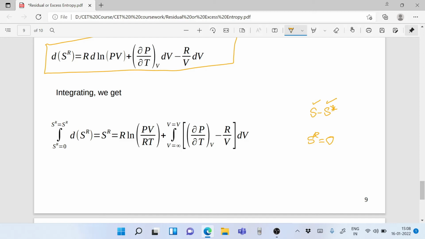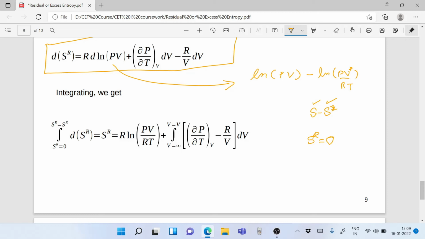Now this is going to be equal to S_R. That's going to be R ln(PV/RT). Now let's have a look at this term. Now this term is going to be ln PV minus ln PV star. This is at the ideal gas condition because we are taking it from the ideal gas condition to the real gas condition. Now for ideal gas, we have PV star is equal to RT. Therefore, when we integrate it off, we get R ln(PV/RT).